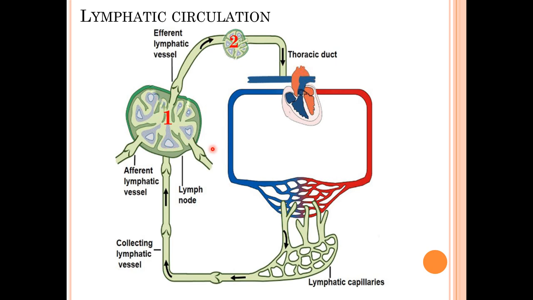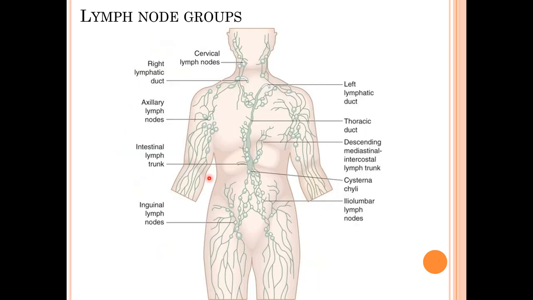And lymph nodes are usually aggregated in groups. If we look at this picture, lymphatic vessels and lymph nodes are present all over the body. But they are usually aggregated or accumulated at the entrance and exit areas of the regions. Remember, the body regions are the head, neck, upper limb, thorax, abdomen, and lower limb.